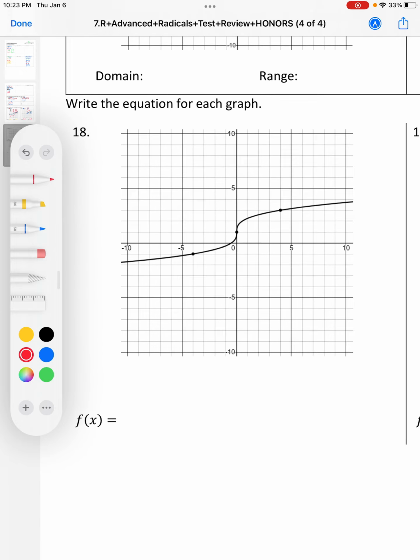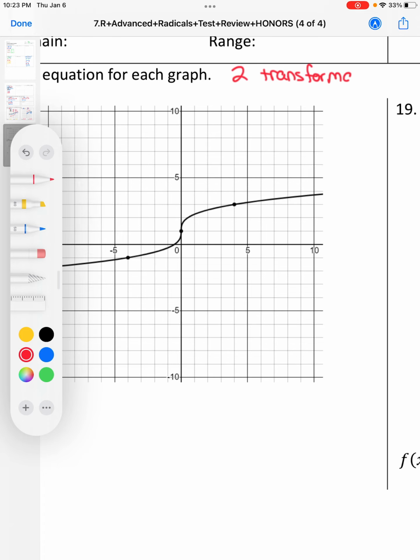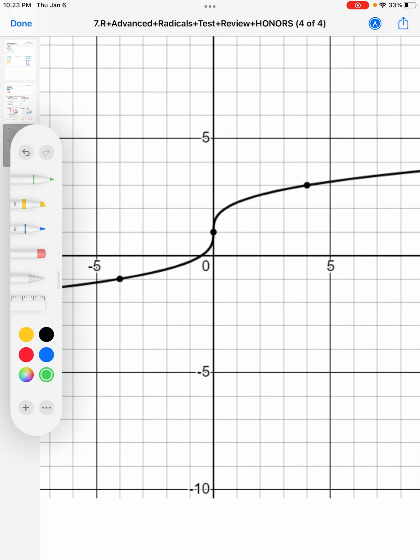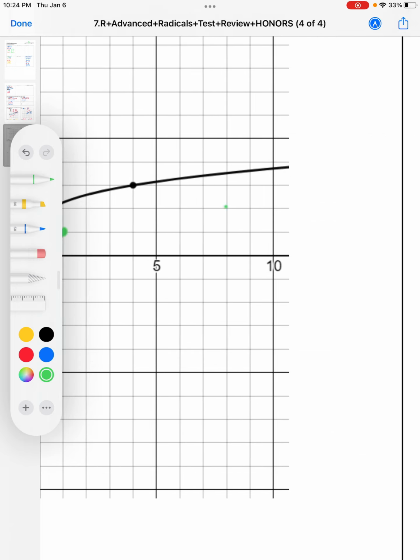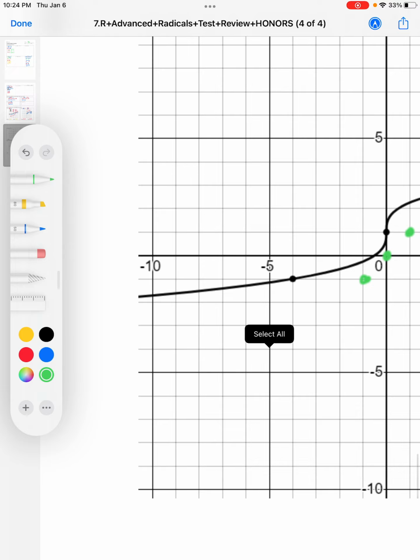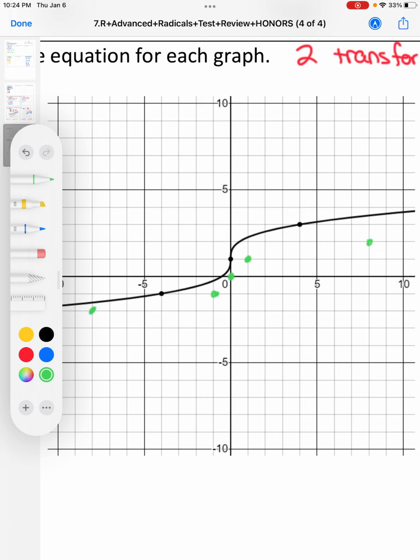So we need to write the equation. Some transformations happened. We need to write the equation. Remember, there's only ever going to be 2 transformations. Okay, so I'm going to draw the parent graph on here. It's just helpful to know where our points are supposed to be at. And then 8, 2, and negative 8, 2. Okay, so I'll just draw the points. So that's where our points are supposed to be.